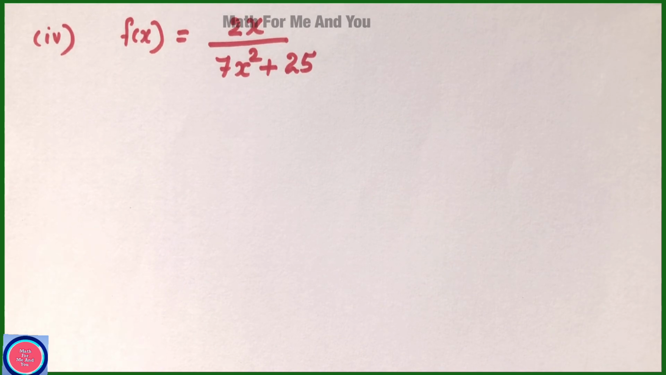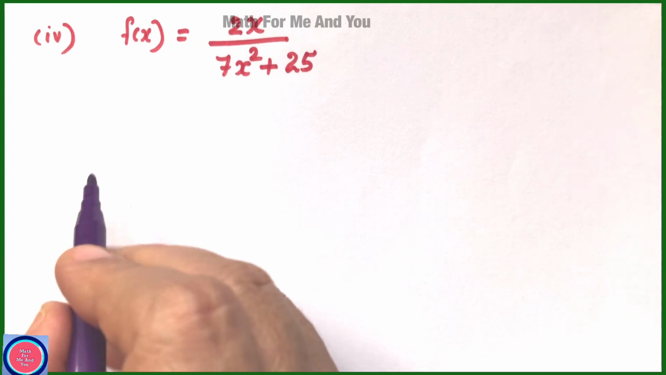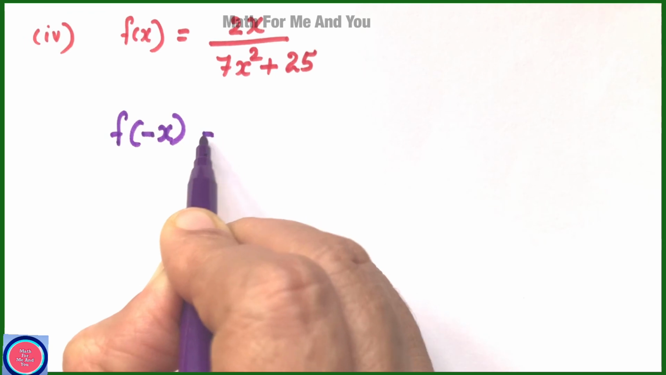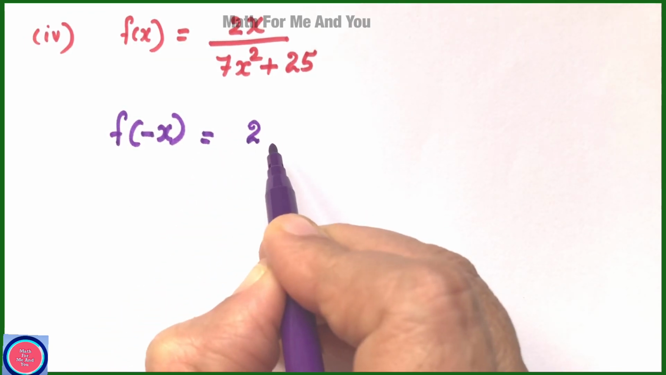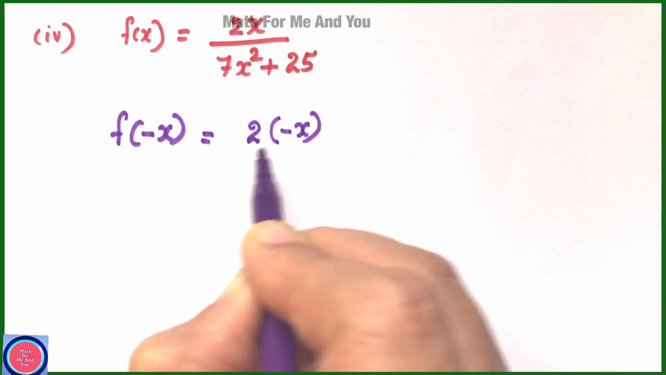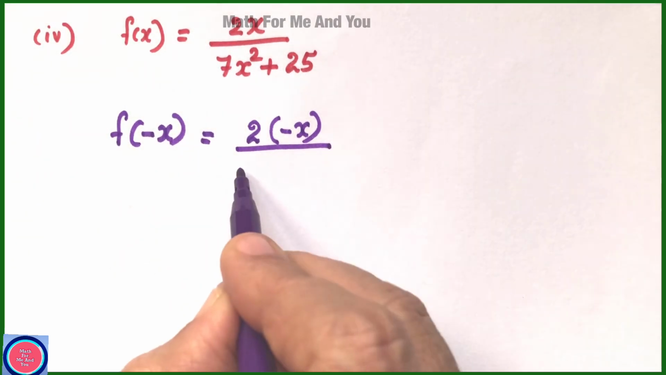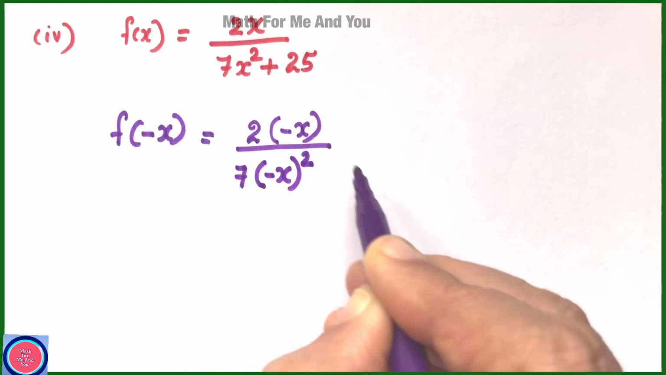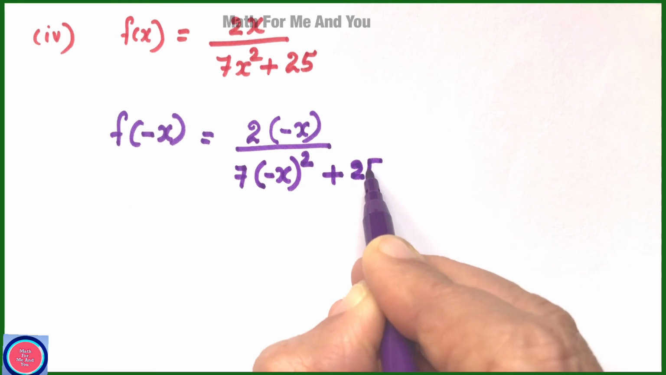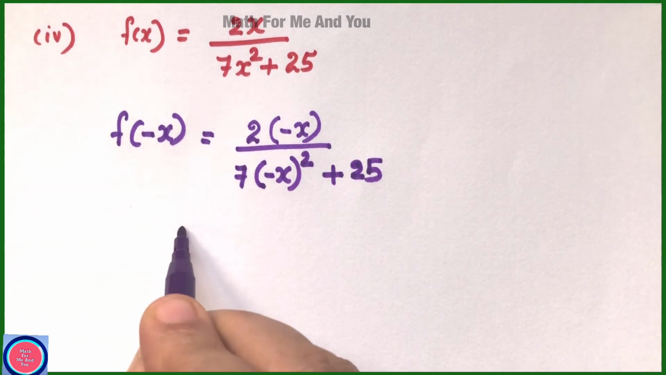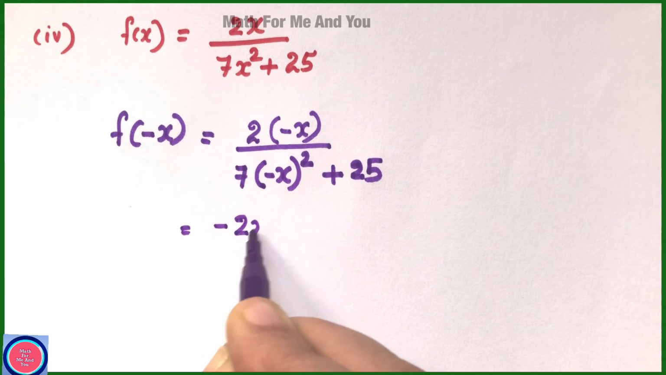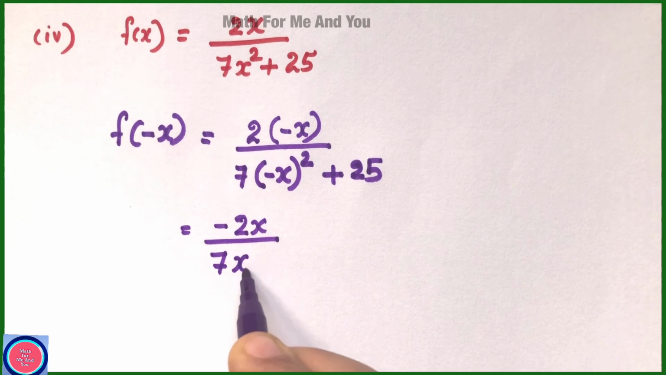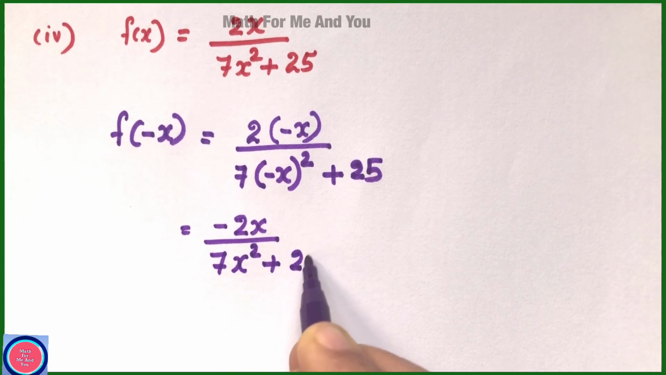How can we check whether this is an even function, odd function, or neither? What will we do first? Yes, replace x with minus x. On the right side, in both numerator and denominator, we change x to minus x. Numerator, 2 times minus x in a bracket. Denominator, 7 times minus x to the power 2, plus 25. What answer do we get in the numerator? Minus 2x. And the denominator, 7 times minus x square, how much? Yes, positive x square, plus 25.